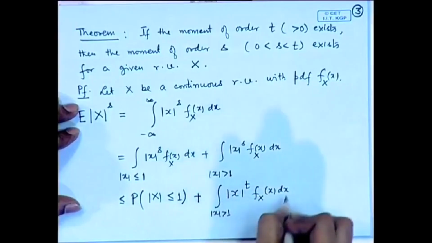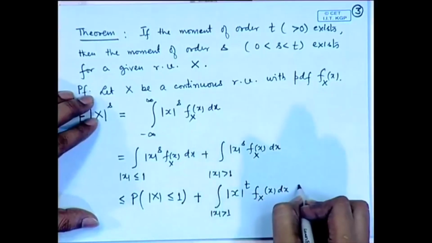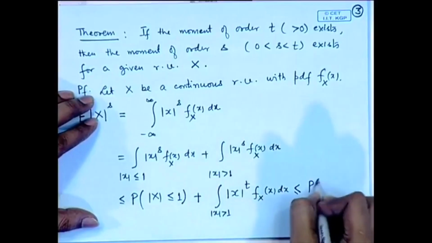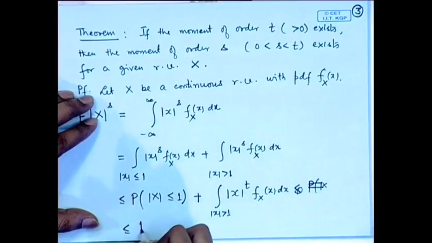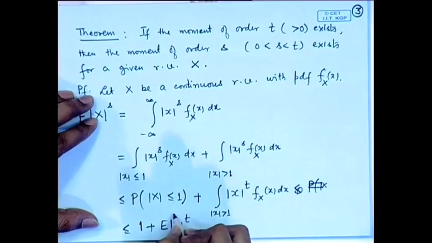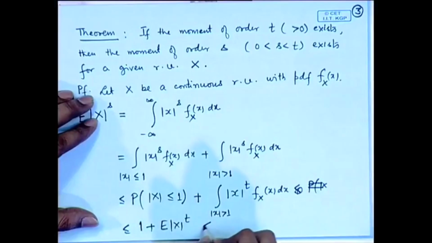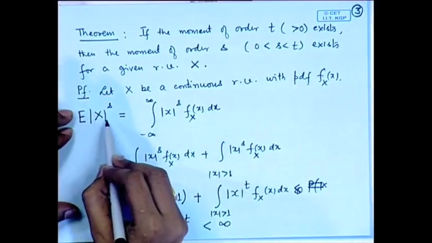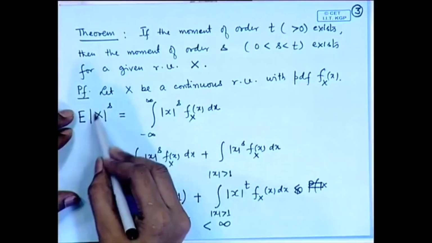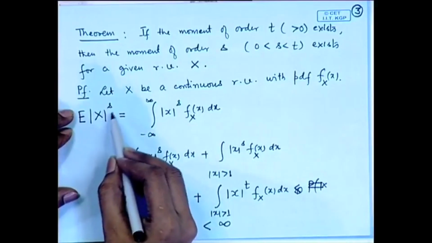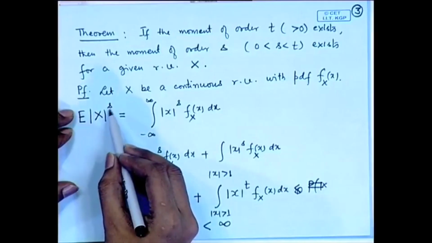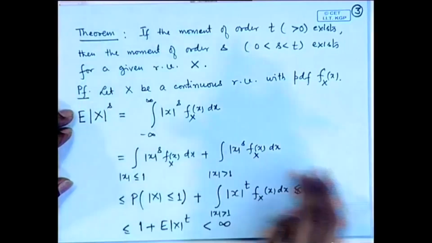Now, this is less than the expectation of modulus x to the power t. So, the first term is less than or equal to 1, and the second is less than the expectation of modulus x to the power t. Since we are assuming that the moment of order t exists, this is finite and therefore, the expectation of modulus x to the power s is finite. That means, the moment of order s exists. This is the condition for existence of the moment of order s.